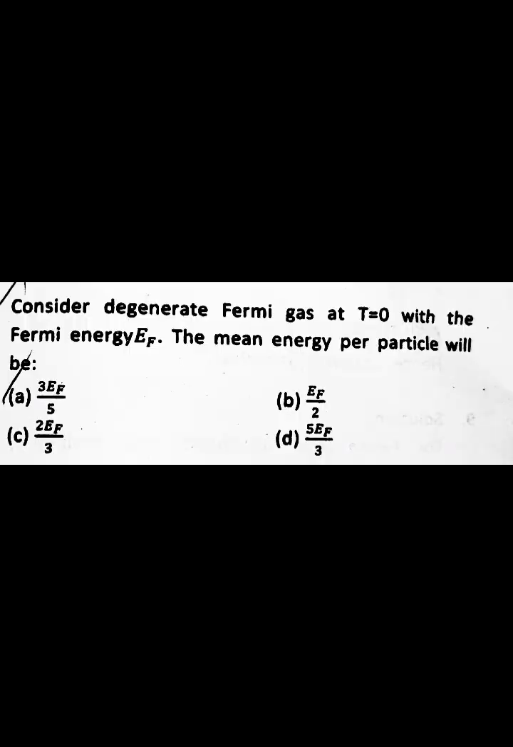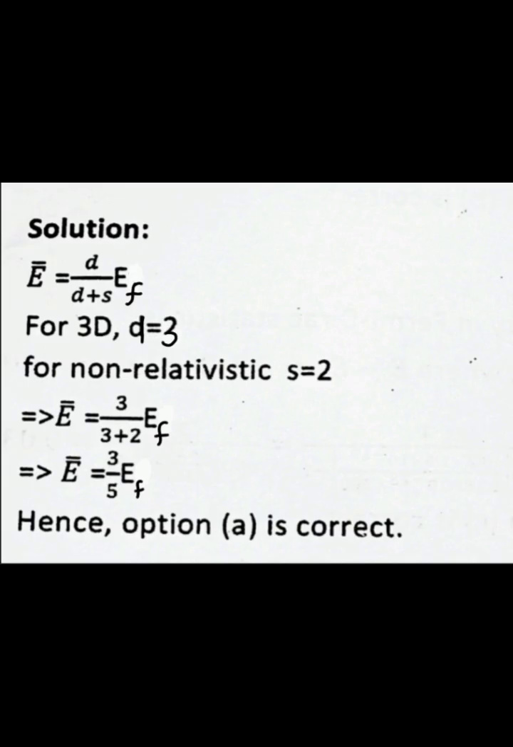Next question is, consider degenerate Fermi gas at T equal to 0 with the Fermi energy EF. The mean energy per particle will be dash. We know that the mean energy E bar is equal to D divided by D plus S into EF, and for 3D, D is equal to 3, and for non-relativistic, S is equal to 2.